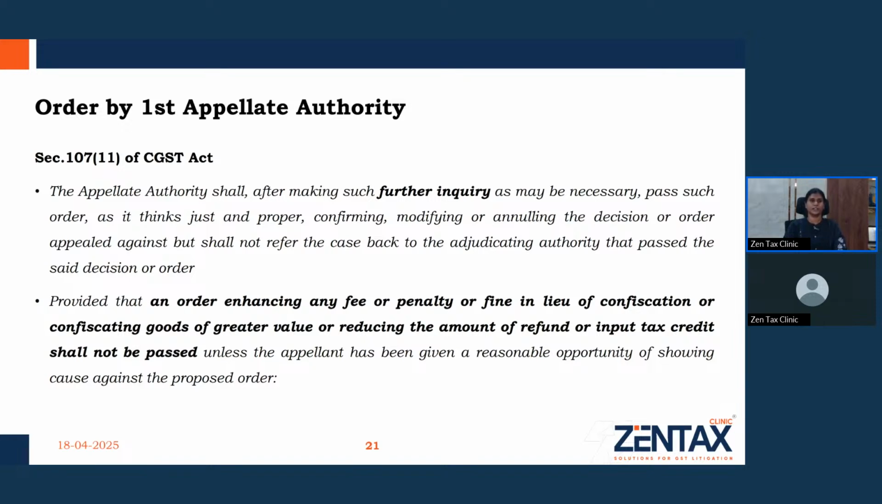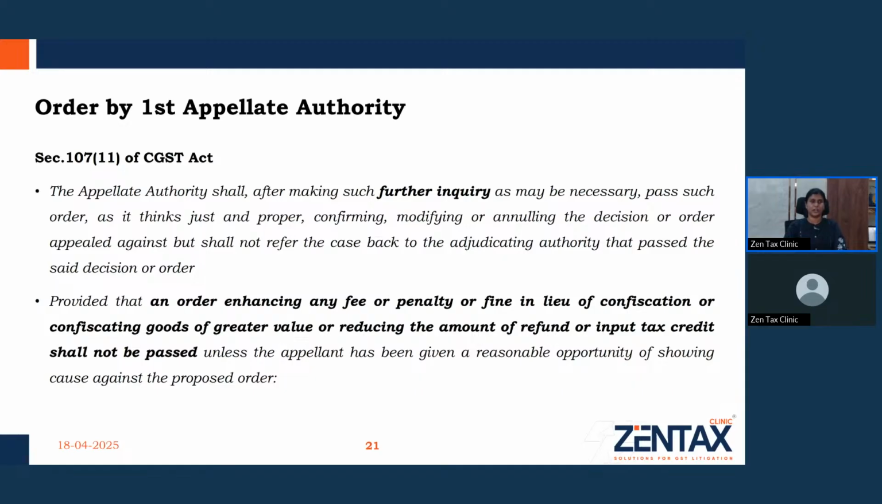The appellate authority, after making such further inquiry as may be necessary, shall pass such order as it thinks just and proper, confirming, modifying, or annulling the decision or order appealed against, but shall not refer the case back to the adjudicating authority that passed the said decision or order. The appellate authority can only confirm, modify, or annul the order. However, such officer cannot refer the case back to the adjudicating authority.